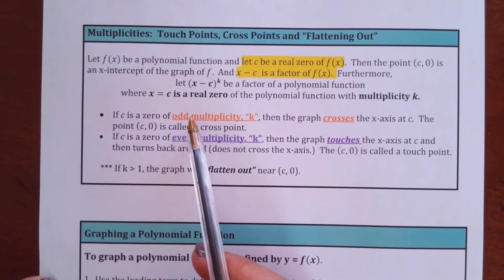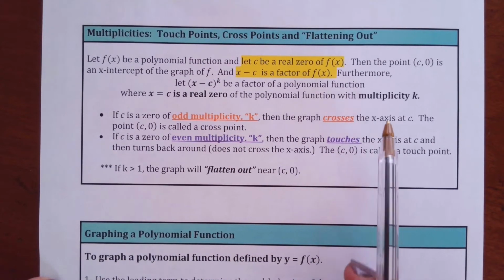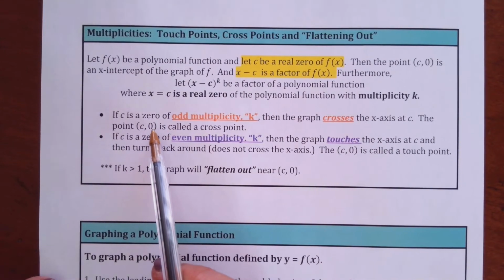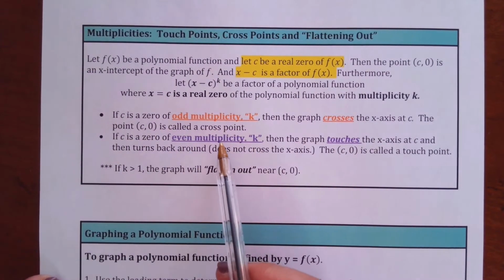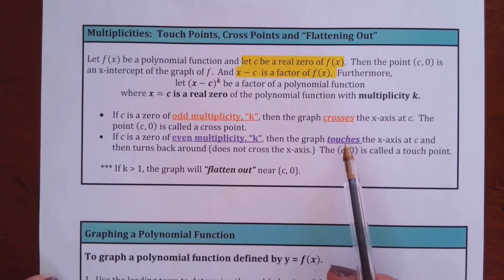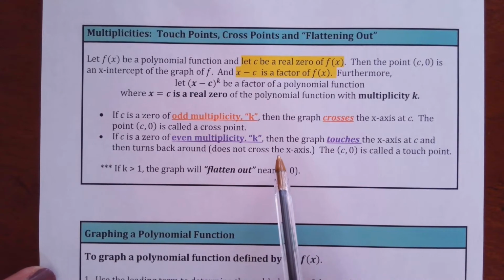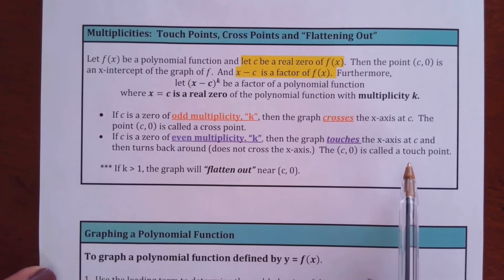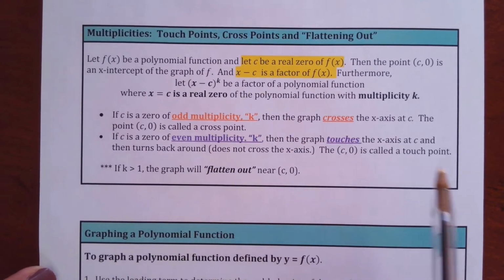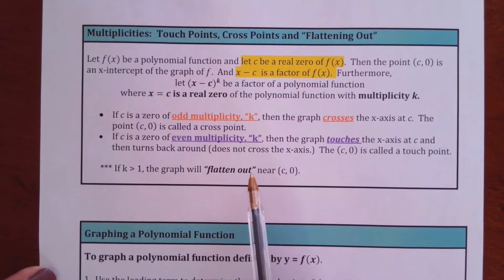So if c is a 0 of odd multiplicity, then the graph crosses the x-axis. Okay, and then your ordered pair would be c comma 0. We call these cross points, but for you, you just need to know that's where it crosses the x-axis. And then if c is a 0 of even multiplicity, then the graph touches the x-axis and turns back around. It doesn't cross. Okay, so hopefully you remember doing that, but again, we're going to do a couple more today. And again, the point c comma 0 is called a touch point. So you either have points that cross or points that touch. Now, what Hawkes will add into your questions is about flattening out.